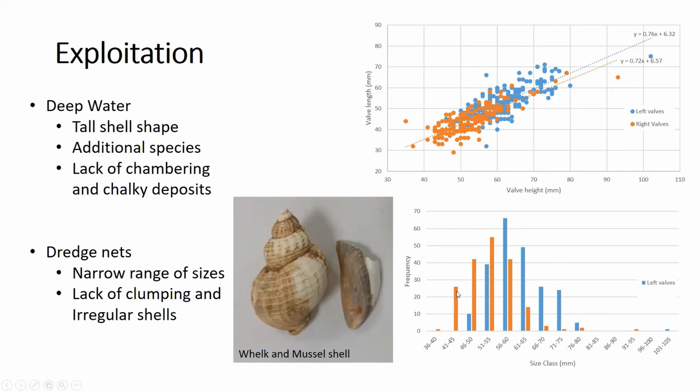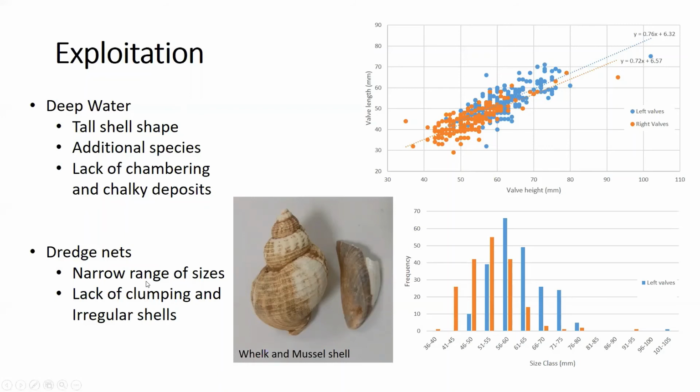It's worth noting that this isn't represented in the right valves, because obviously the right valve is already connected to the left valve, so they've come out together. So that's why we're getting smaller right valves than the left valves. It's nothing to do with the size of the mesh. So this immediately suggests that we've got some level of organization in the exploitation of these oyster beds.